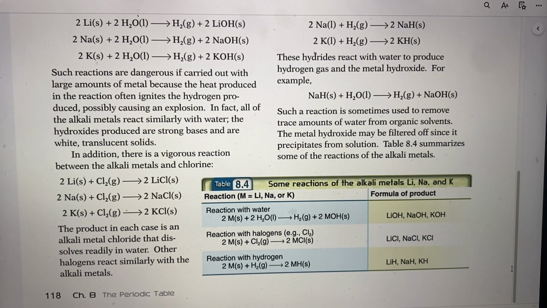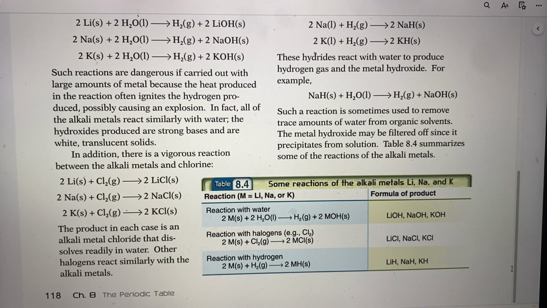Here we have some reactions of alkali metals: lithium, sodium, and potassium. We went over these. These are reacting with halogens, actually. So these are the reactions with lithium, sodium, and potassium, the formulas, and we have how they would react in this section. M equals lithium. This M just means it can be either lithium, sodium, or potassium. And it says reacting with water. We went over these. If it reacts with a halogen, chlorine is a halogen, and fluorine is a halogen too. So you can just plug in this halogen and you can get this.